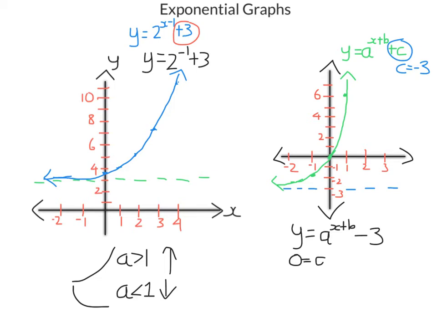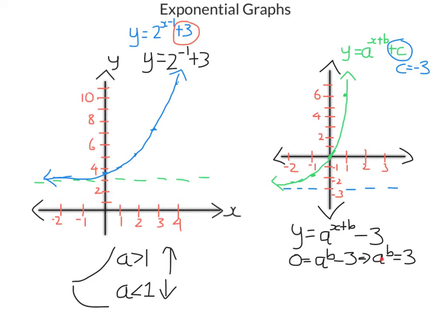I get 0 is equal to a to the power of b minus 3. That's the exact same as this equation, just substituting in 0, 0. So I'm going to add 3 to both sides. I get a to the power of b is equal to 3. So what you can do here, you might use trial and error to find a and b and see which one works. There's nothing at all wrong with that.